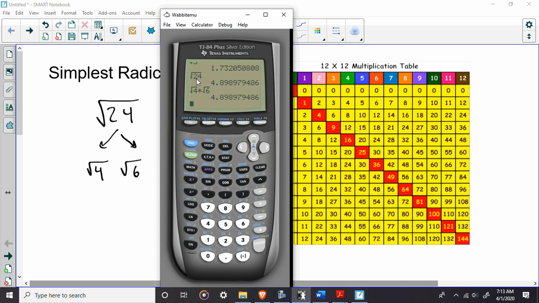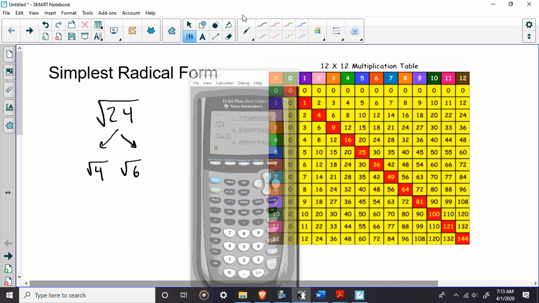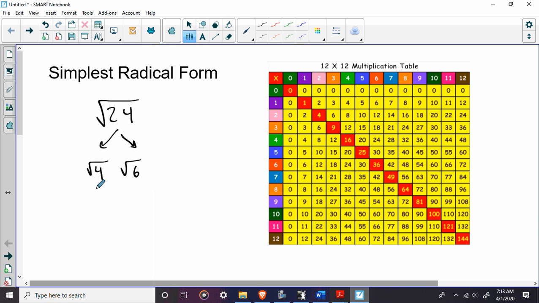So this is a legal move we are allowed to do, okay? So again, now we can evaluate what is the square root of 4. Well, the square root of 4 is 2. And radical 6, that's it. So we would say this is 2 radical 6 or 2 times the square root of 6. Either one of those ways of saying it are acceptable.